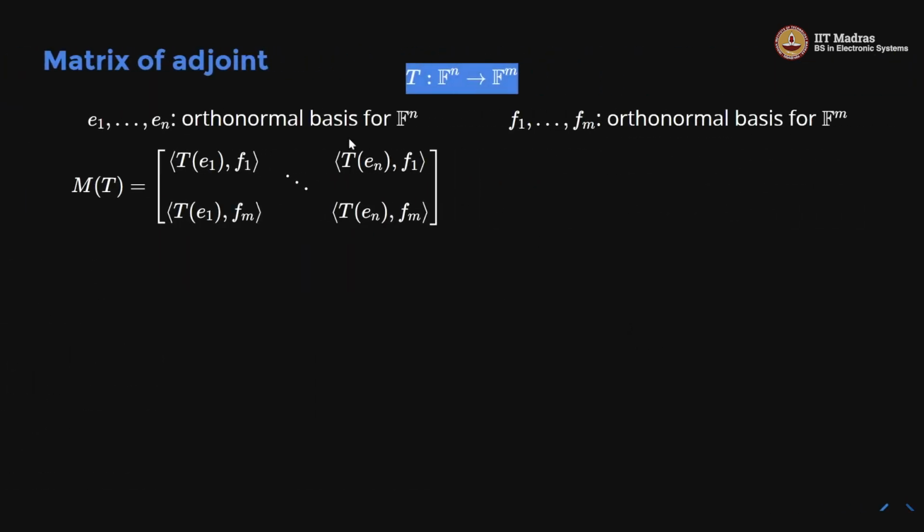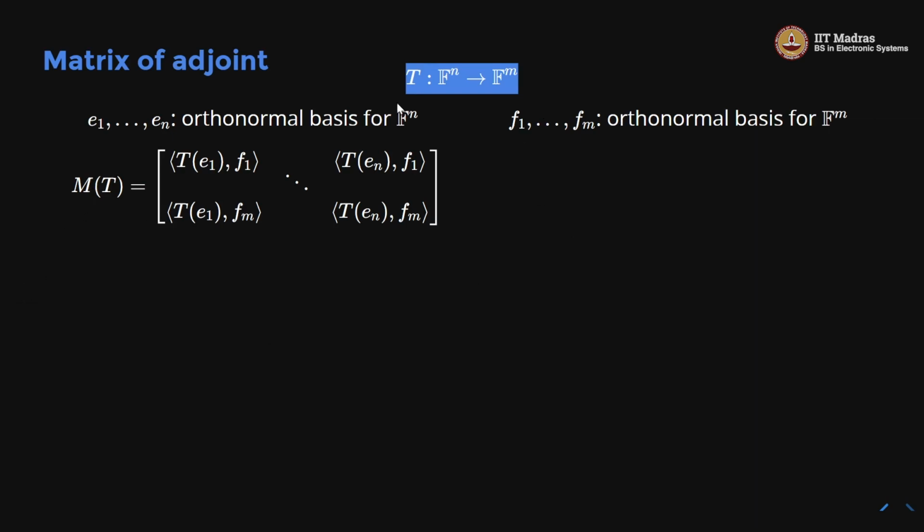Okay, so the matrix of that adjoint you can easily find. Here is how you find it. Let me start once again with T from Fn to Fm. This is my transformation in the forward direction. I will use only orthonormal bases. I'll pick e1 to en and f1 to fm. You can think canonical if you want to.